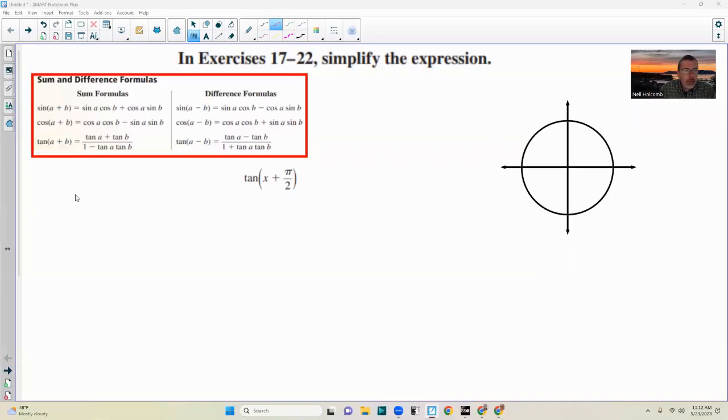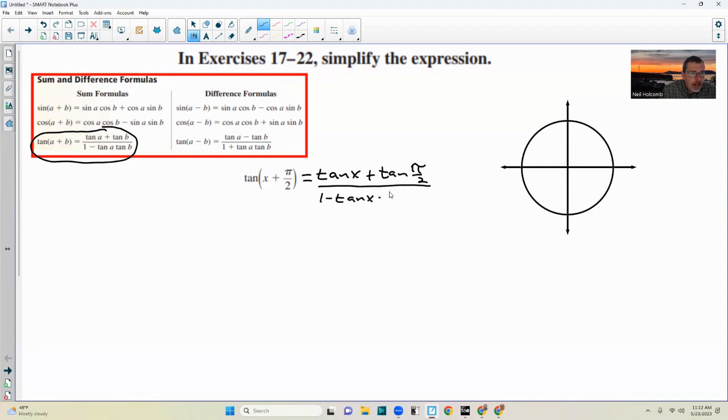Okay, so this problem arose in class today. The question is, in exercises 17 through 22, simplify the expression tangent of x plus pi over 2. In looking at this, we're looking at this rule right here in class. So we said that's going to be the tangent of a, which is x, plus the tangent of b, which is pi over 2, all divided by 1 minus the tangent of a times the tangent of b, which is pi over 2.